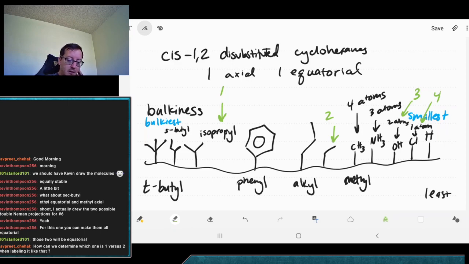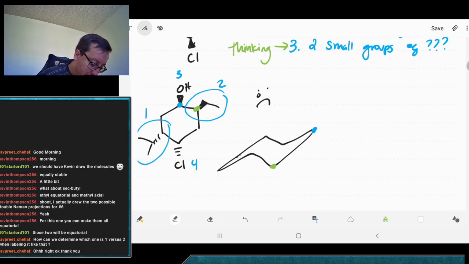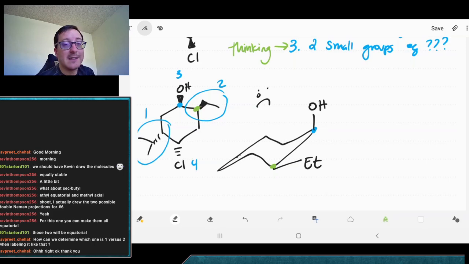Okay, I'm going to erase all those green bits now, but that's how I have assigned those relative bulkinesses. Okay, cool. We've decided that the ethyl group and the isopropyl group can both be equatorial. So if our ethyl group is going to be equatorial, I can put it there. It also needs to be pointing up with the hydroxy, so our hydroxy has to go axially here, because those two have a cis relationship to each other. They're both up. One is axial, one's equatorial.